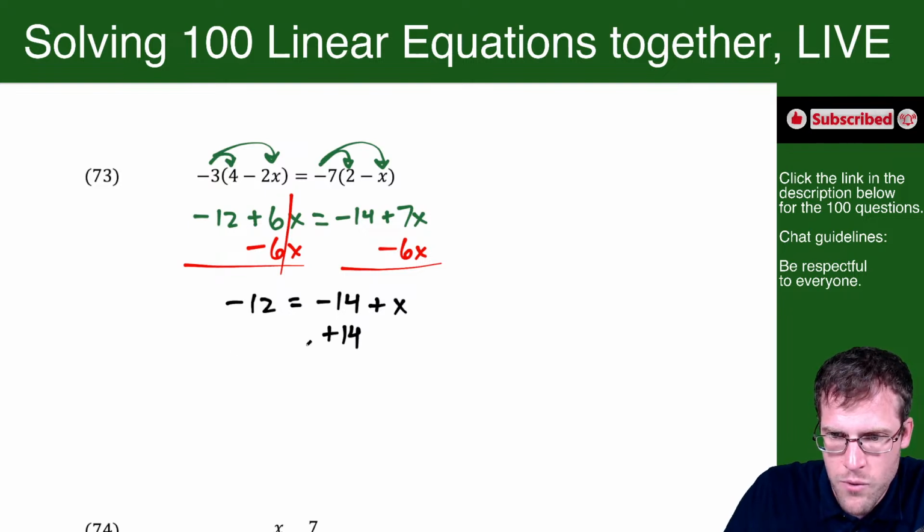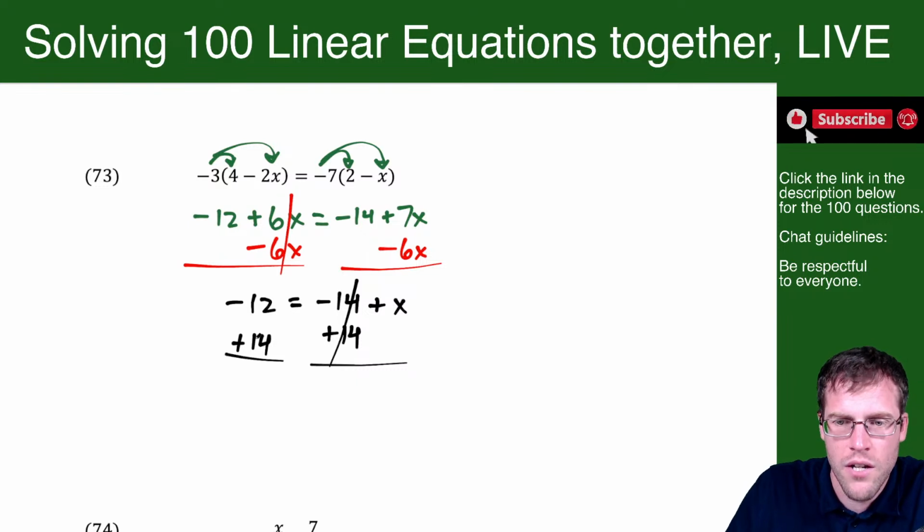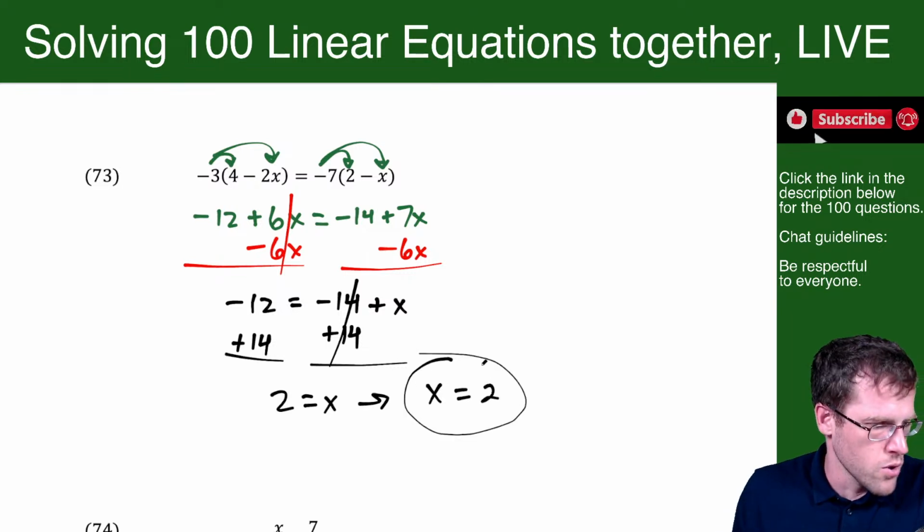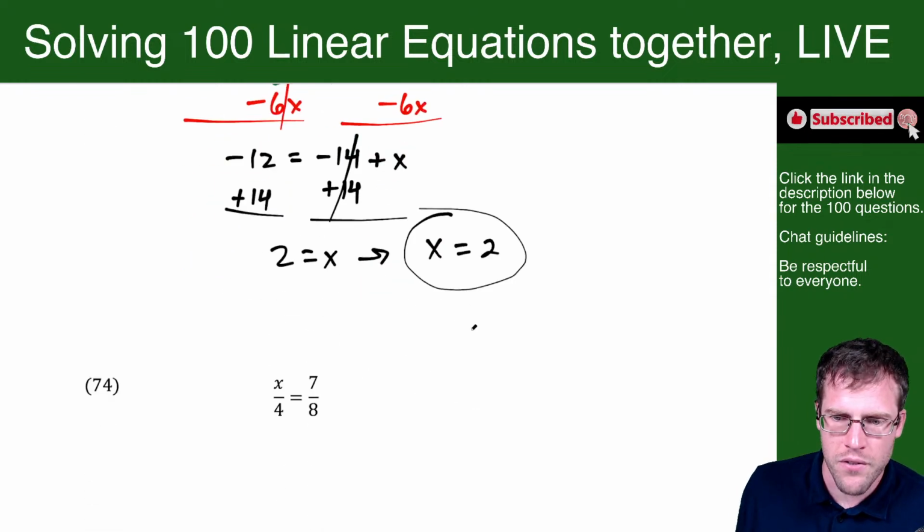And now plus 14 on both sides. So this is gone. And then 14 minus 12 is 2. So 2 is equal to x. But I'll write it this way. I'll say x is equal to 2. Cool. All right. 73 is done.